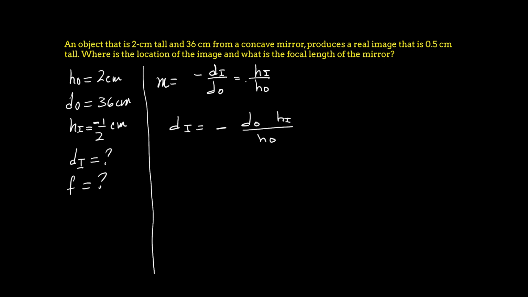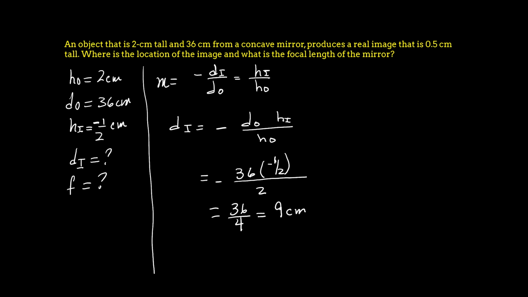Just cross multiply here. Now plug numbers in. Here's the negative. D sub O is 36. H sub I is negative 1/2. H sub O is 2. So that's like 36 over 4. The negatives cancel out, or 9 centimeters. So D sub I is 9 centimeters.